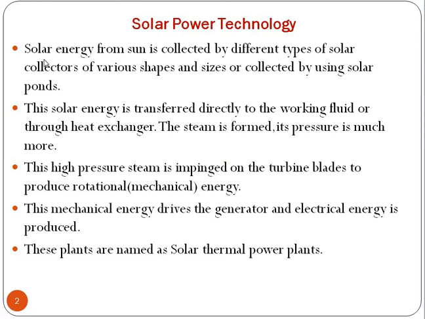As per solar power technology, different types of collectors are used. These collectors collect the solar radiations and increase the temperature of the working fluid kept at the focal point of the solar collectors. High pressure steam is produced, which is impinged on the turbine blades where rotational energy is converted into electrical energy, and this type of plant is known as a solar thermal power plant.